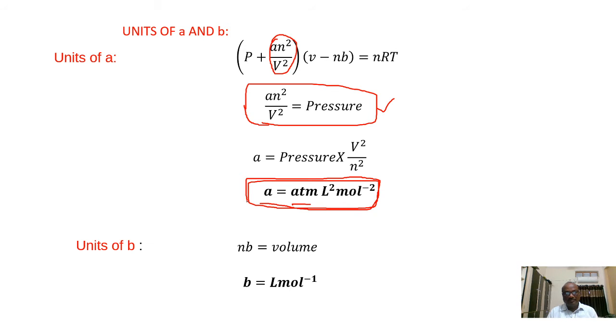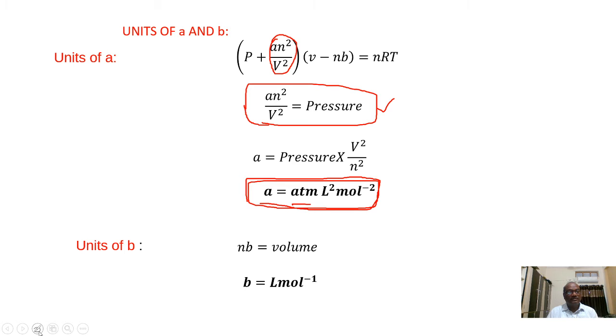So P + an²/V² represents the pressure term, and in that, an²/V² again represents the pressure unit. Based on that, we write the equation for a and then provide the units. Like that, we have produced the units of a.